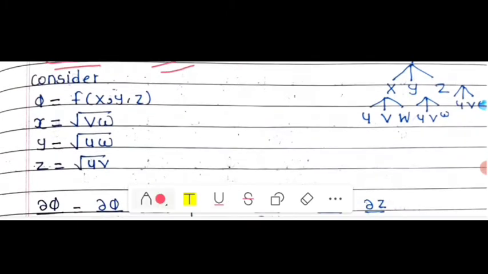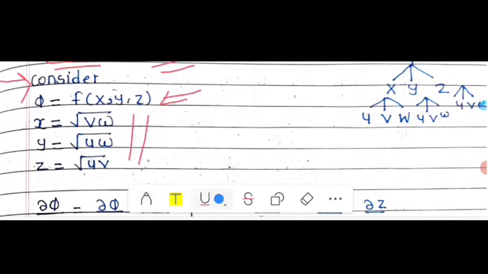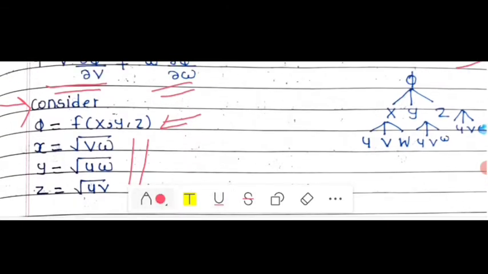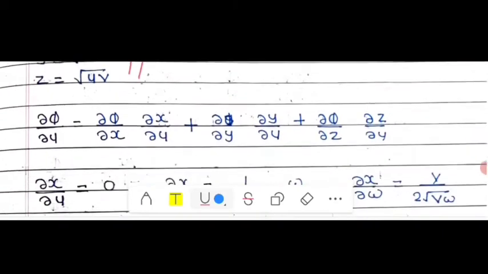Here the solution is, consider the given function phi, which is a function of x, y, z, and x, y, z are the function of the variables u, v and w. So here we draw the chart for this composite function. Phi is a function of x, y, z, and x, y, z are the functions of u, v, w. So phi becomes the composite function of the variables u, v and w.